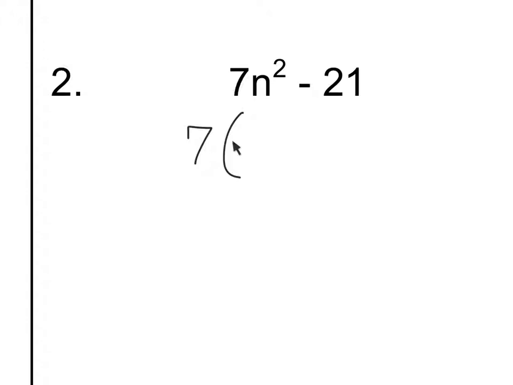So 7 divided by 7 is 1. I have two n's right here. I'm not taking any n's away, so I still have two n's on the inside. I'm going to take negative 21, and divide it by 7, and it's going to give me a negative 3. And now you have factored that binomial. You took out a greatest common factor of 7. They both had a 7 in common.